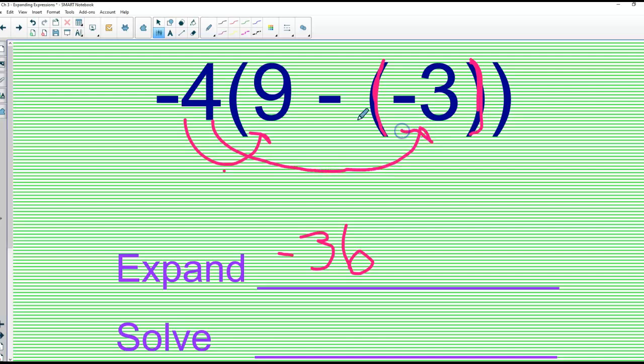times negative 3, right? And a negative would make that a positive 12 here. So I had positive 12, and then there's my subtraction sign. Okay, so before I solve, it's subtraction. So I need to do leave, change, opposite, and I get a negative 48.